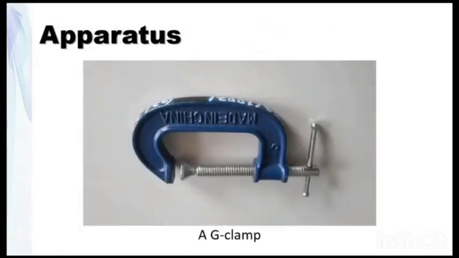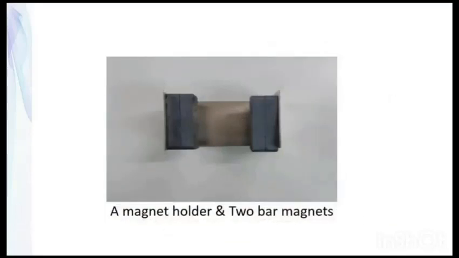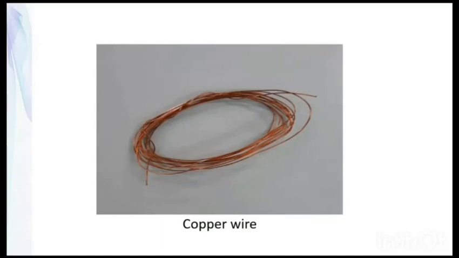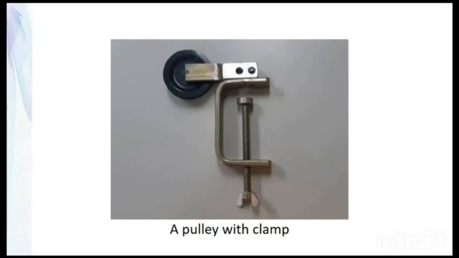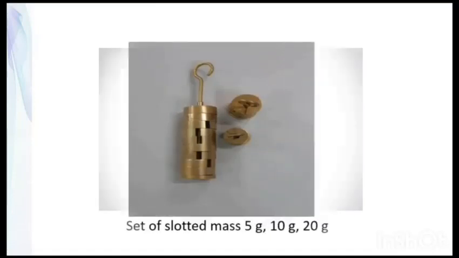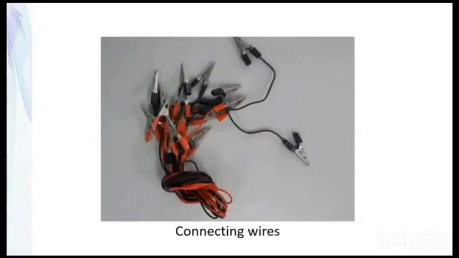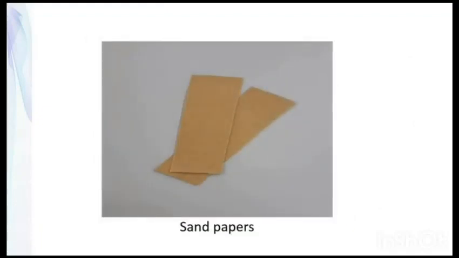The apparatus used for this experiment are a G-clamp, an AC supply, a magnet holder and two bar magnets, a copper wire of about 2 meters long, a pulley with clamp, 2 wooden wedges, a set of slotted masses 5 gram, 10 gram and 20 gram, a meter rule, connecting wires, and sandpapers.